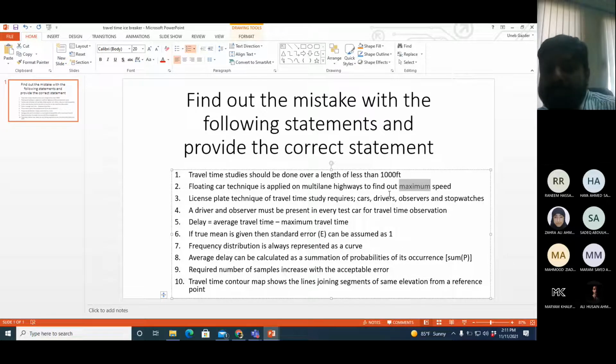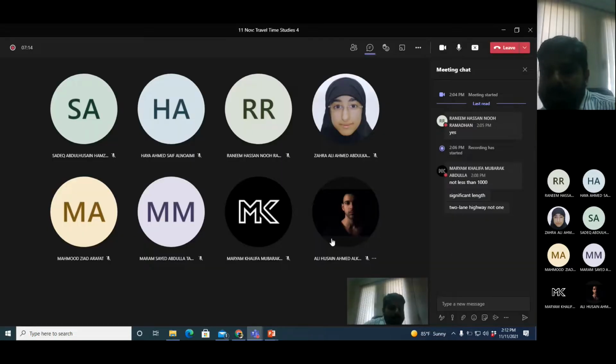Or instead of making these two corrections, you can keep the statement as it is and just change this part. Instead of floating car, what should it be? If I keep this as it is, what should be the name of the technique then? If I ask you which technique is used on multi-lane highways to find out maximum speed, what is the name of that technique? Anyone?